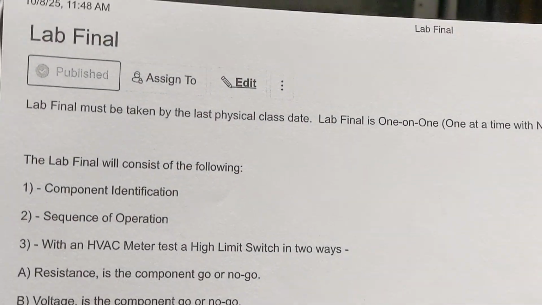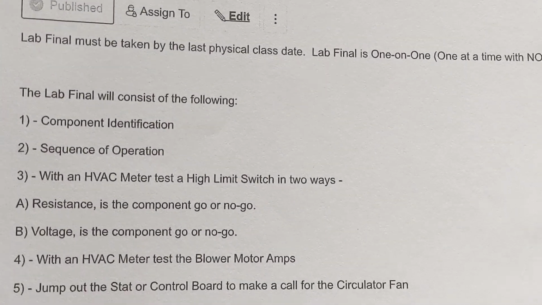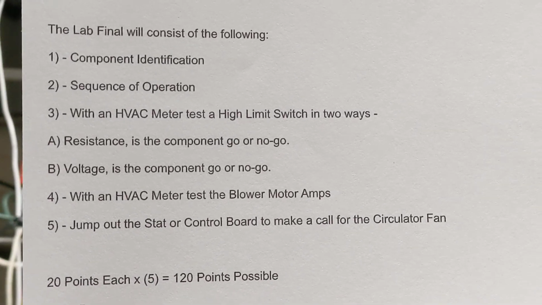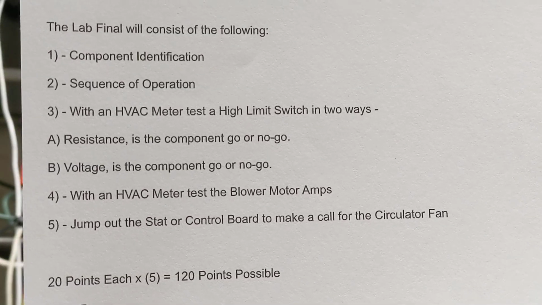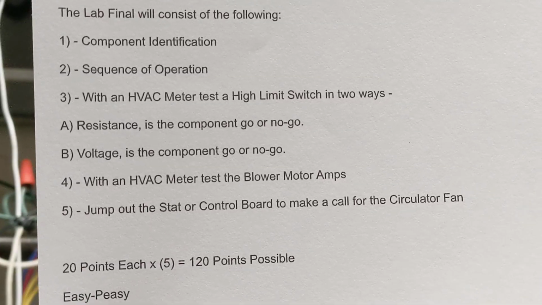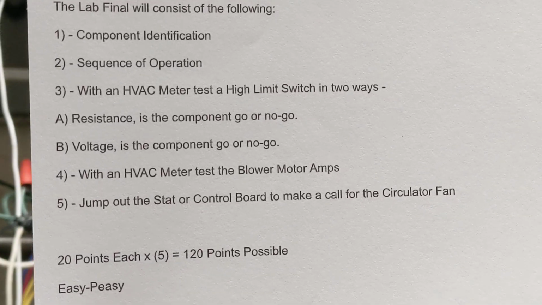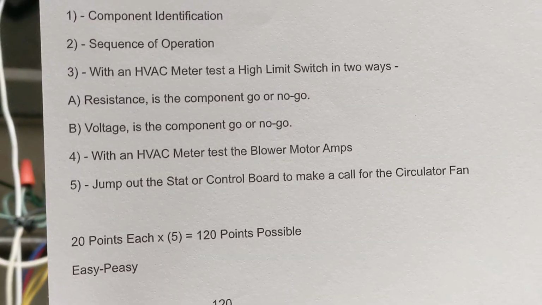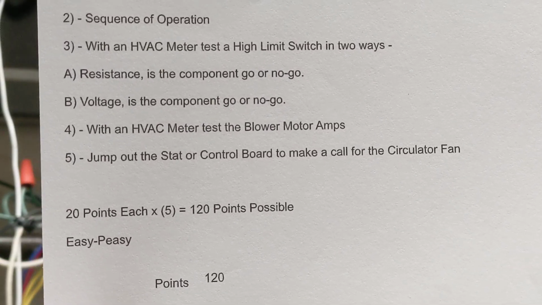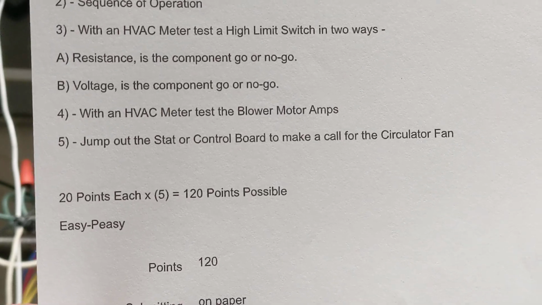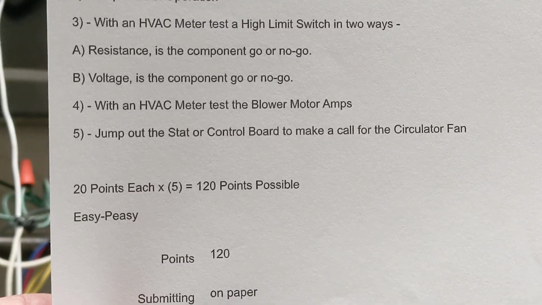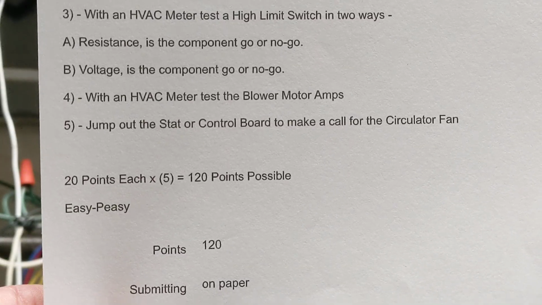Okay, let's try a video on your lab final for HVAC 101. So here's the list that you have posted into class: component identification, sequence of operation. With an HVAC meter, test a high limit switch in two different ways: by resistance and by voltage. Also, jump out the blower on the control board or the thermostat to make the blower run, and then check the amps on the blower.